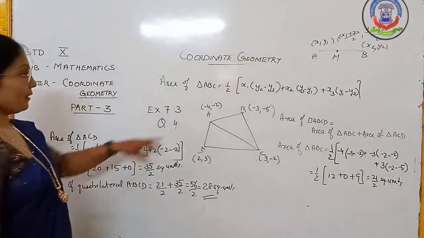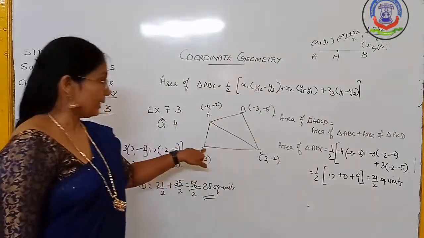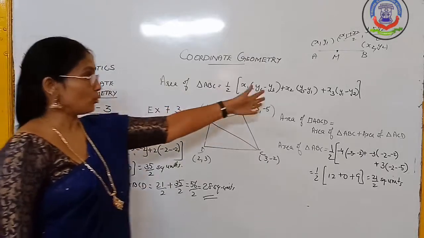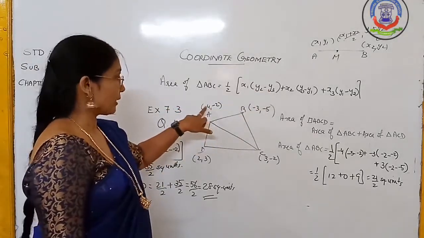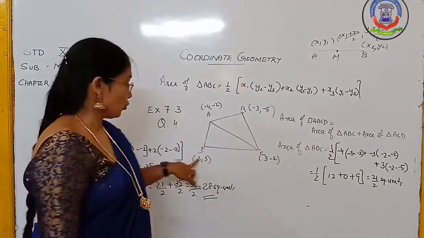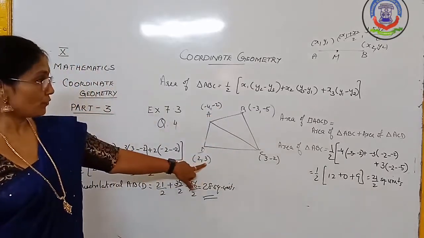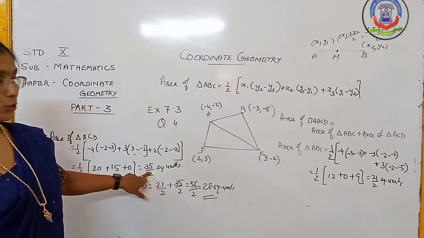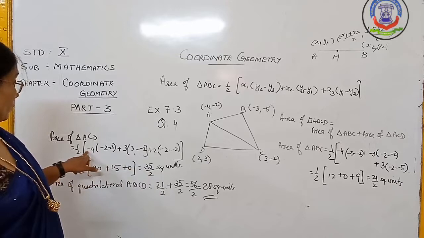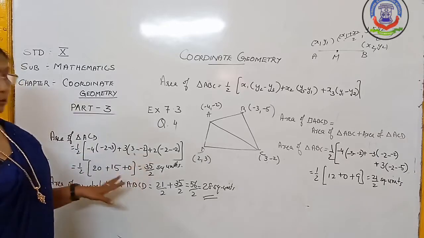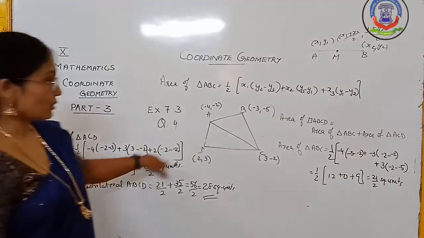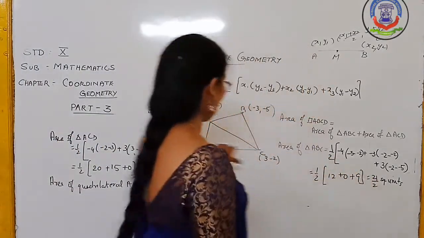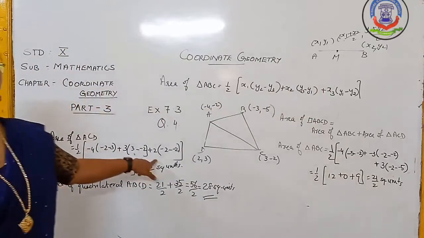In the same way, another triangle is there, ACD. That also you can find out by this formula, half into x1 into (y2 minus y3). The coordinates of this triangle are (-4, -2), (3, -2) and (2, 3), and using this formula you are going to get the answer as 35 by 2 square units. I am not doing this calculation, you can do it yourself. Now you got both the areas: area of triangle ABC as 21 by 2 and area of triangle ACD as 35 by 2.